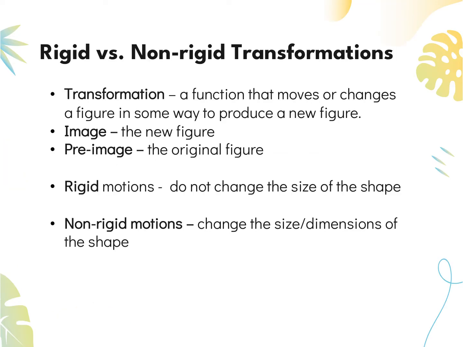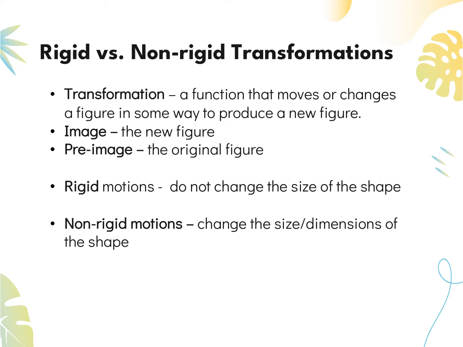So the first thing we're going to talk about are the two different types of transformations. You have rigid versus non-rigid transformations. And a transformation is just a function that is going to move or change a figure in some way to produce a new figure. Whenever you see the word image referred to in this chapter, they're talking about the new figure. The pre-image would be the original figure.